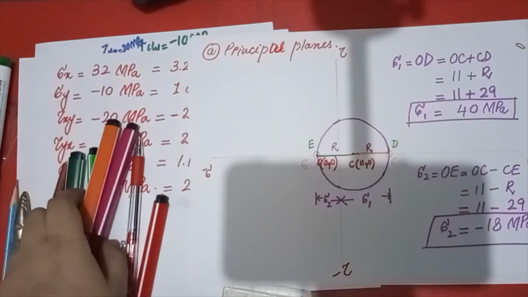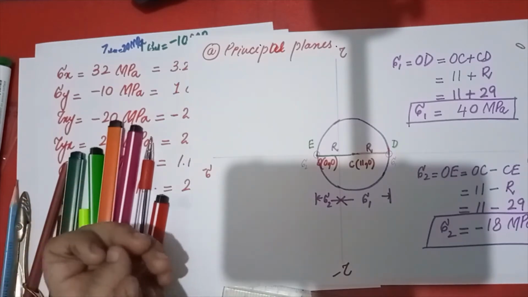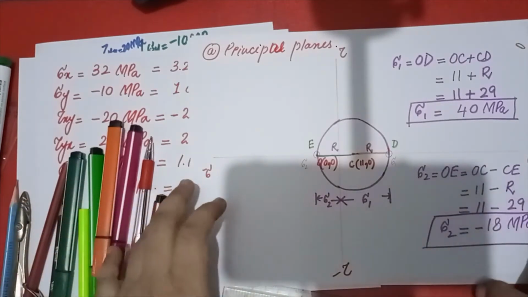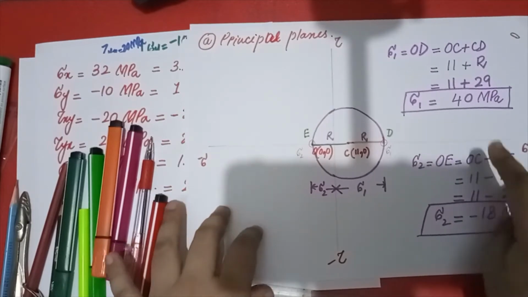Did you get my point? How I am doing it? Okay. 40.